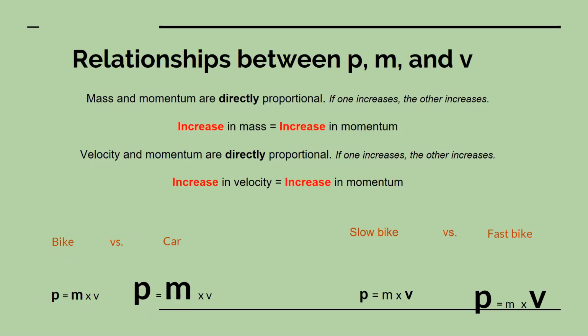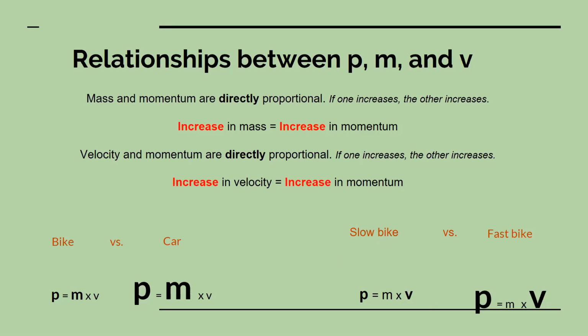Let's go back to the football players or the trucks. If I have two semi trucks and they're the same mass, but one is going 65 miles per hour and the other one's going 85 miles per hour, the one that's going 85 miles per hour is going to have a greater momentum. It's going to be harder for me to stop it.